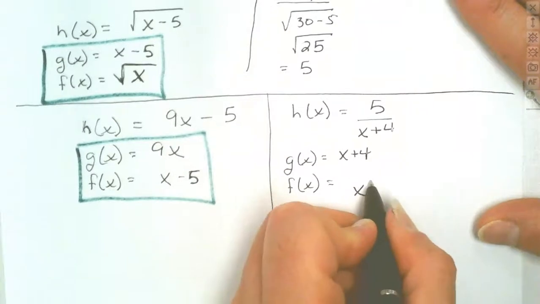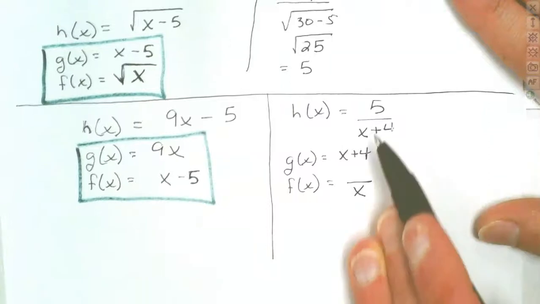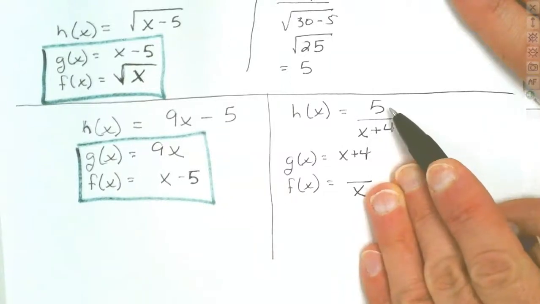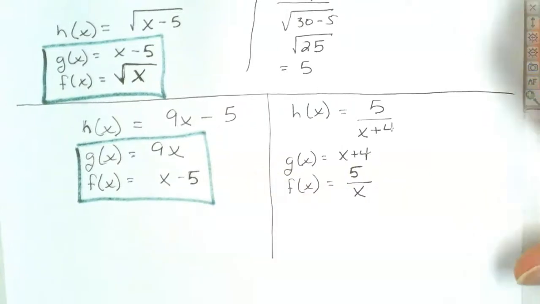Now, where have we been working at? We've been working in the denominator. So it stays below. What's left in the numerator that we haven't touched yet? The 5. There's your two functions.